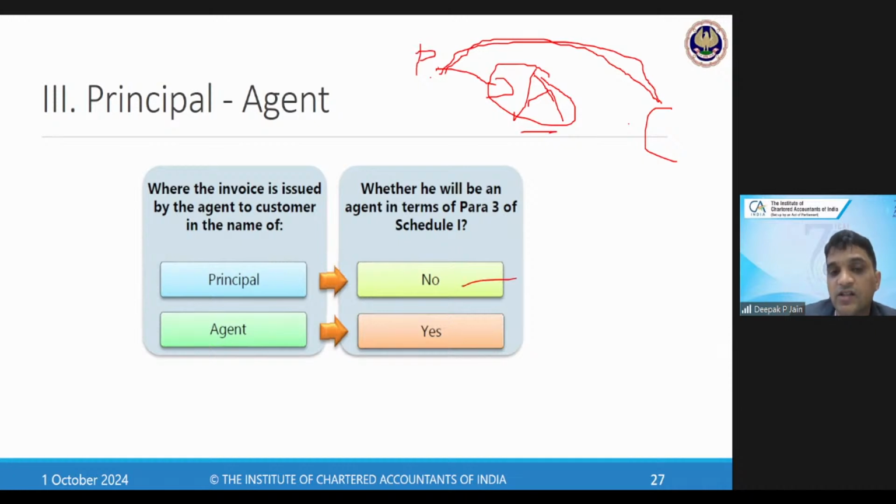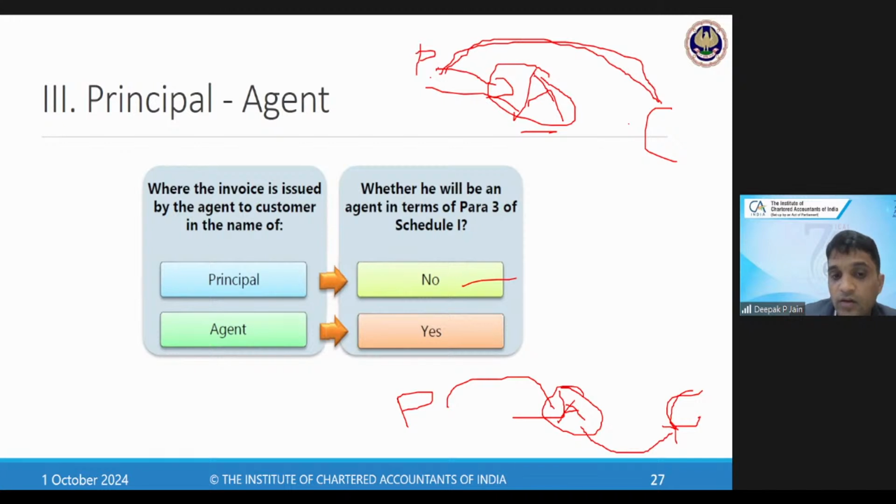No, because he is not an agent, because the supply is happening between the principal and the customer. In the second scenario, the principal is giving some goods to the agent and the agent is selling to the customer. So there are two contracts, principal to agent and agent to customer. In this case, the agent will sell to the customer. Now the principal who is supplying goods to the agent, this will get covered under Schedule 2, and on any value of the goods being supplied, GST will be charged.